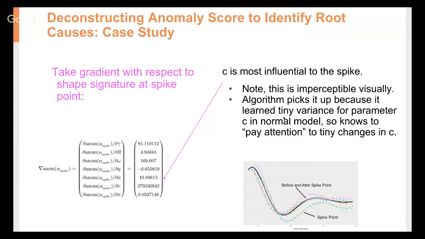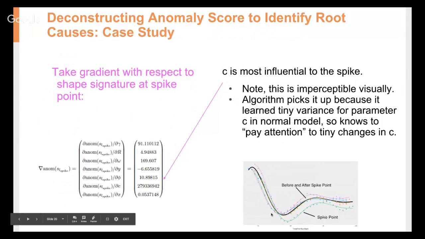So this is actually not easy to see visually, right? If you were to look at this picture below and ask yourself what is causing the high anomaly score, or causing this bottom section to be different, you would think it was the vertical shift. But as it turns out, it's actually the slope.